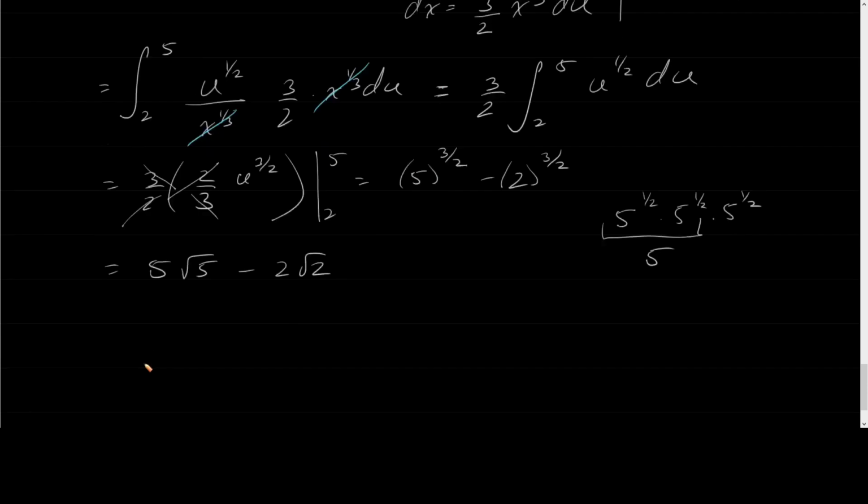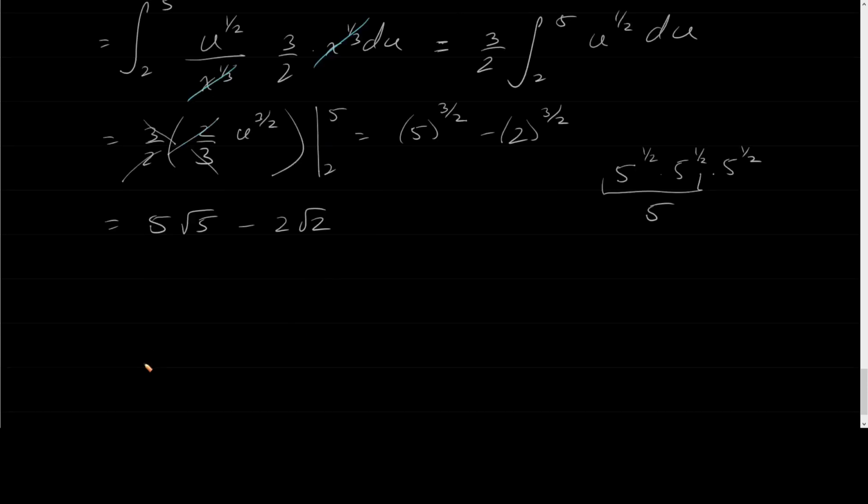Now, in general, I always want the answer to be in exact form. So you do need to submit it like this: 5 radical 5 minus 2 radical 2. That's the actual final answer that I want. But just to give you an idea of what that is, this is approximately 8.35. All right. But this is my actual answer: 5 radical 5 minus 2 radical 2.